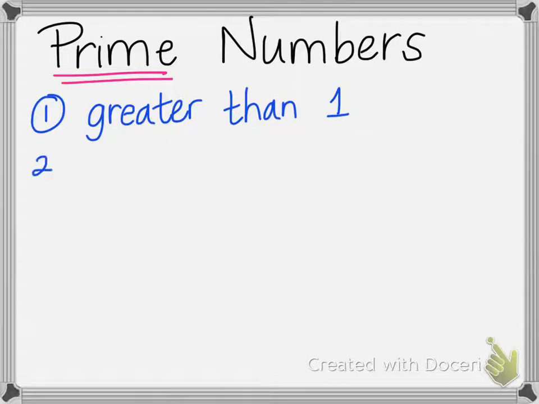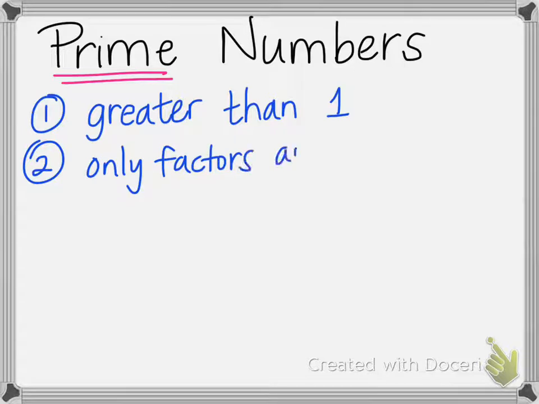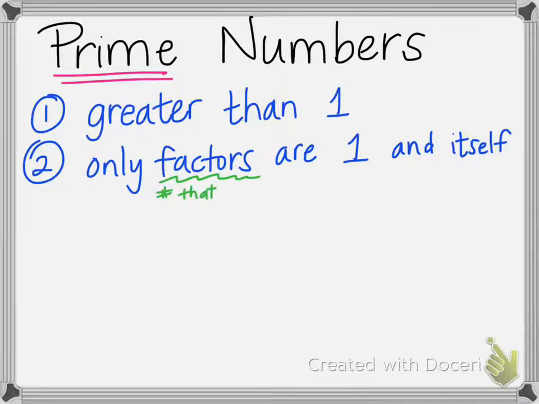And then the second rule, or the second part of the definition, is that the only factors are the number 1 and that number itself. So these are the two rules we're looking for. And then see this friendly reminder here, the only factors. Remember, those are the numbers that we multiply to get a certain product that we want. So let's go ahead and take a look at several examples down below.